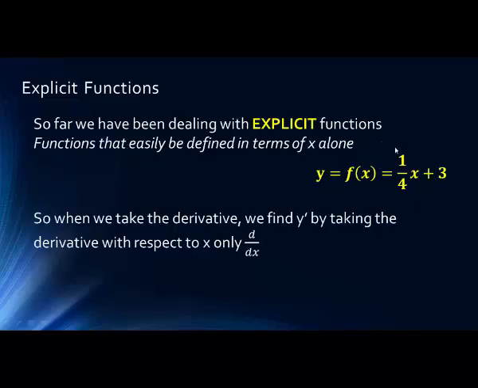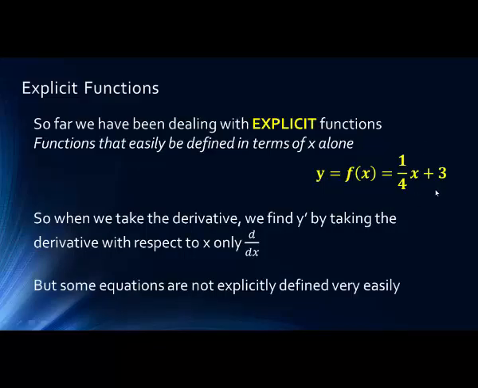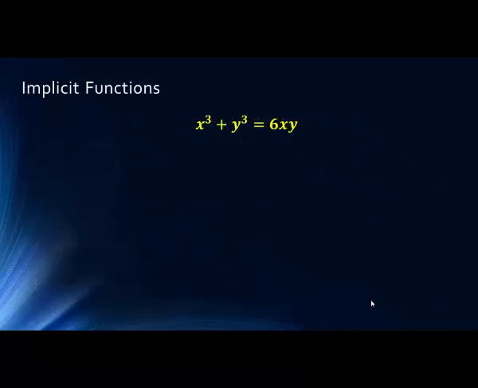So when we take the derivative here, we just simply take the derivative with respect to x, and it's pretty simple and straightforward. Some equations aren't possible or not very easy to state in explicit form. So look at this equation here. So notice here I have x cubed plus y cubed equals 6xy. It would be very difficult to define this equation in terms of y equals and everything else on the other side being x alone. Notice if we solve the right side of the equation for y, we still have y's on the left side. And that's what's called an implicit equation or implicit function.